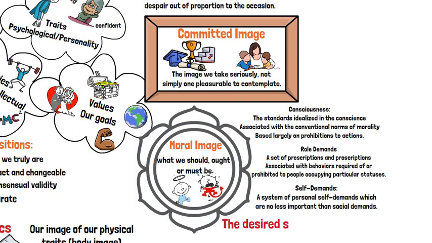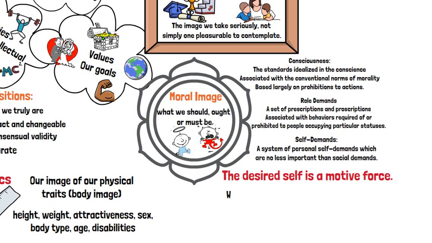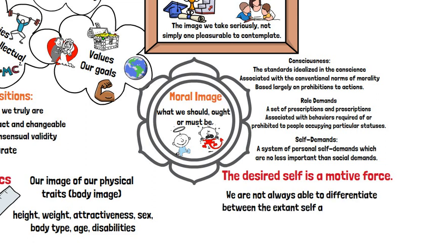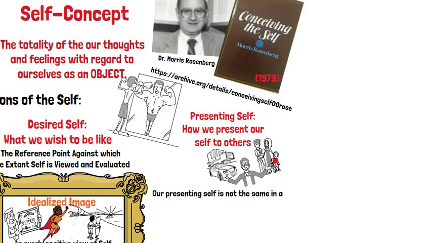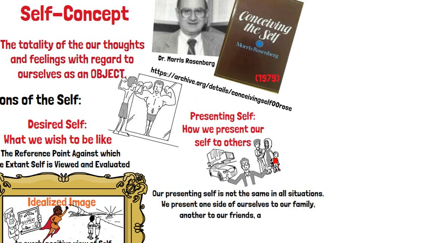The desired self is a motive force. It motivates us to act in particular ways based on our image. We are not always able to differentiate between the extant self and the desired self. We may confuse what we wish to be or feel we should be with what we are. The final region of the self-concept is the presenting self, and this is how we present ourselves to others.